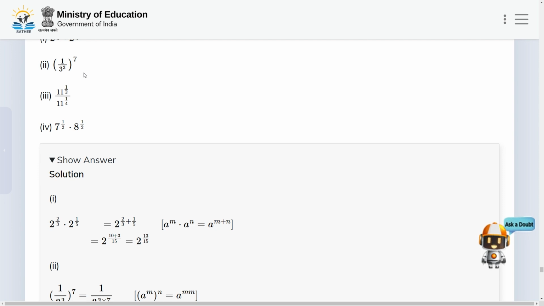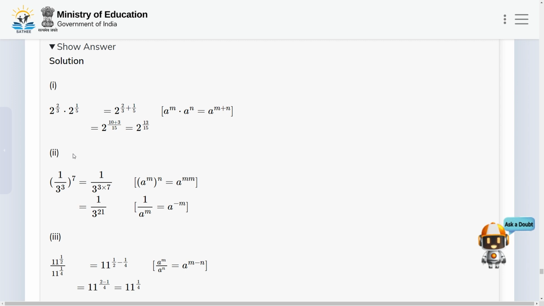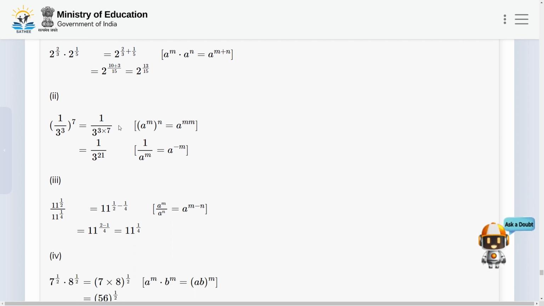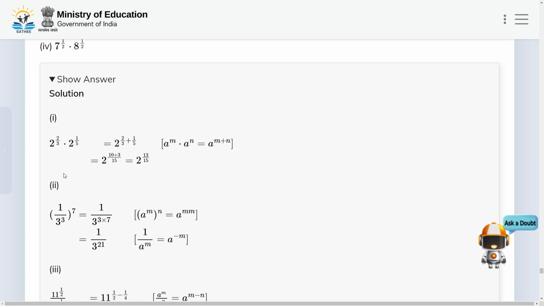So in the next one, here we have (1 by 3 to the power 3) whole to the power 7. So this is equal to 1 by 3 to the power 3 into 7, since we know (a to the power m) whole to the power n is equal to a to the power mn. So this is equal to 1 by 3 to the power 21. And since we know this formula, 1 by a to the power m is equal to a to the power minus m, this is actually equal to 3 to the power minus 21. And now let us see the next one.